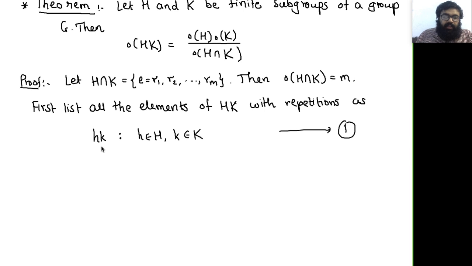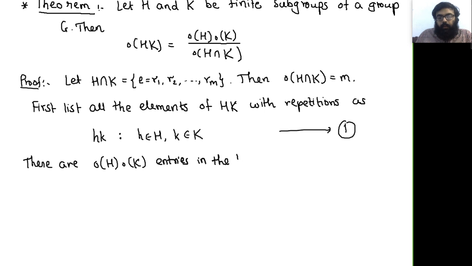But how many entries are there here? In HK, there are order of H times order of K entries in list 1. In the above list, how many entries are there? Number of elements of H times number of elements of K in list 1, with repetitions. Of course, we have allowed repetitions. We know that there will be some repetitions, as we observed in the last example.